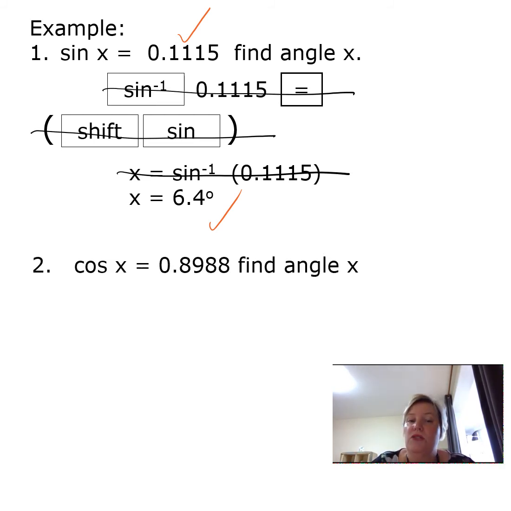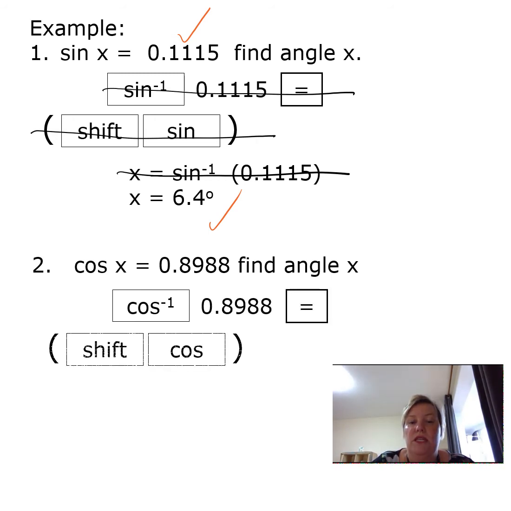All right, so same with cosine. So shift or second cosine, chuck the number in, press equals. Again, you don't need that shift cos stuff. You don't even need the next line. You just go to 26 degrees.